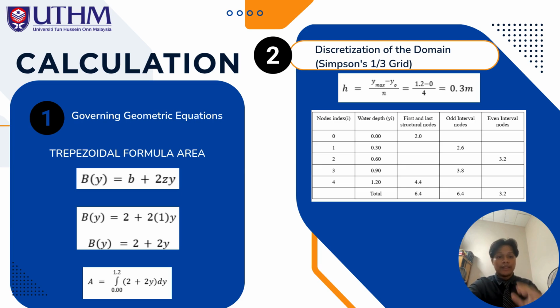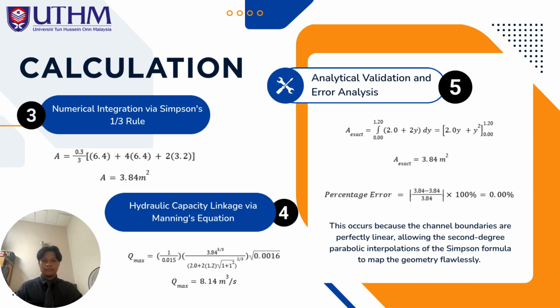For the next procedure, discretization of the domain for the Simpson 1/3 rule. First, we calculate the value of h, which is Y max minus Y initial, divided by n. Y max is 1.2 minus 0, divided by n, which for this project is 4. We get 0.3 for each h, and we put it inside the table of the Simpson 1/3 rule. We calculate the total of the first and last node, the odd interval nodes and the even interval nodes. Then the total value is put inside the Simpson formula and we get an area of 3.84. We put this inside the Manning equation to calculate the maximum discharge and we get 8.14 cubic meters per second.